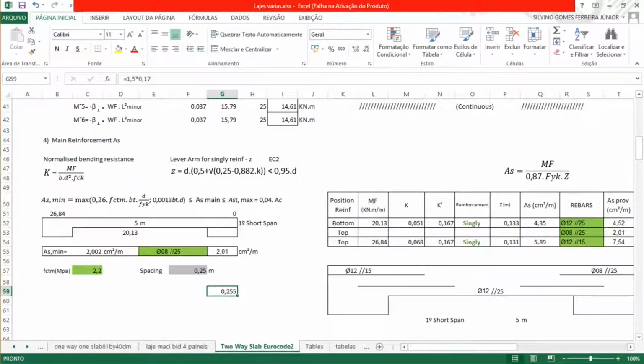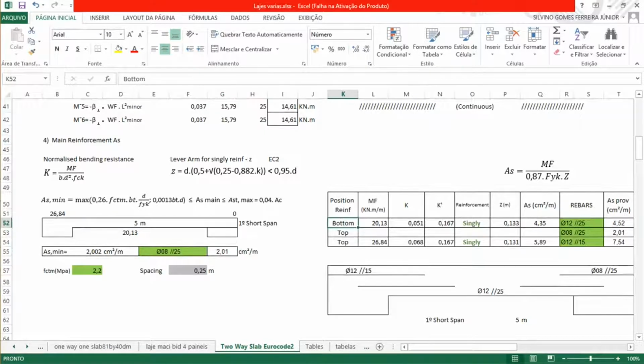0.255. So I like to limit to 25. I put it here for spacing. So starting here using the spacing of 25 and iron rods of 8 gives us this value. That is already enough for the minimum steel. If you put more, it will be much bigger, and here it was really on the mark, 2.01 square centimeters per meter for minimum steel.